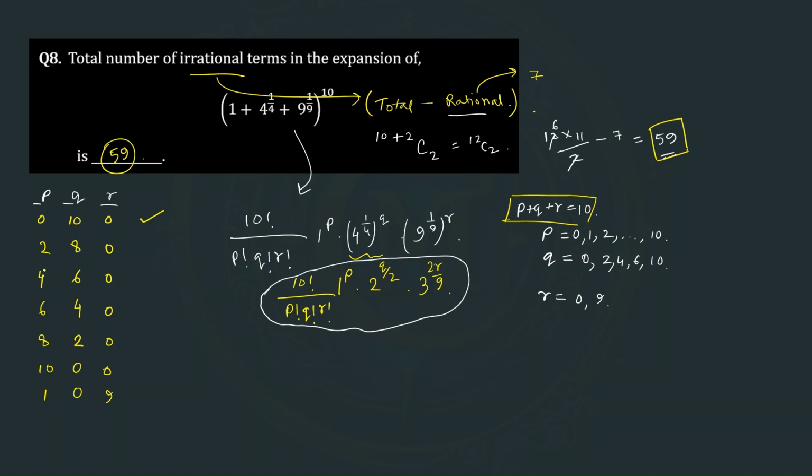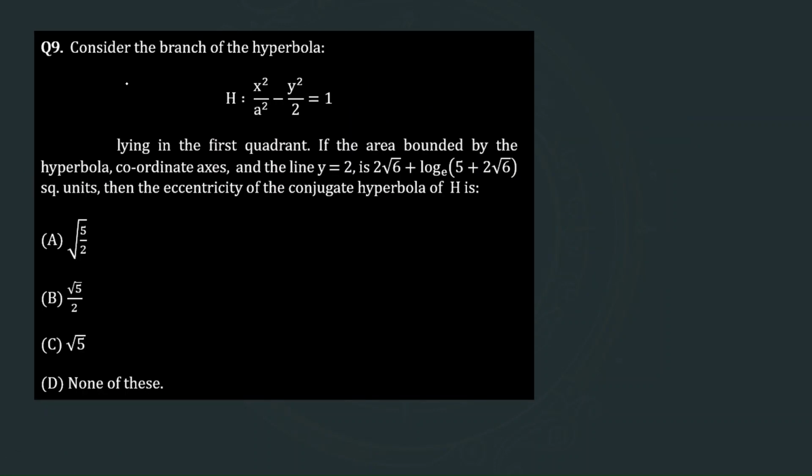I hope you understood this question. The next question says that consider the branch of the hyperbola, this lying in the first quadrant. Okay. So here is the hyperbola, and we have to consider only that branch which is lying in the first quadrant, like this.